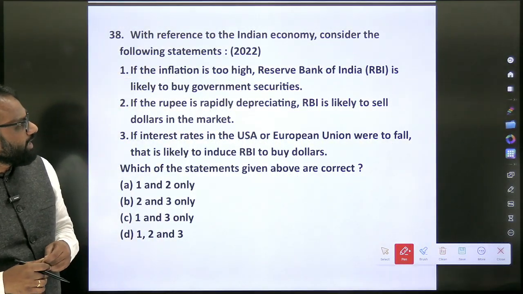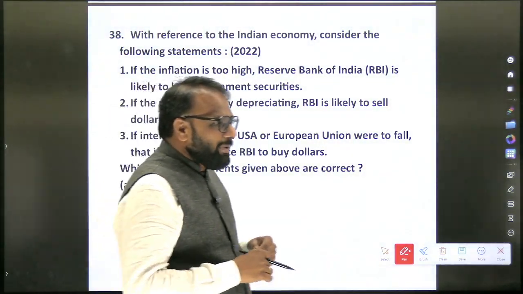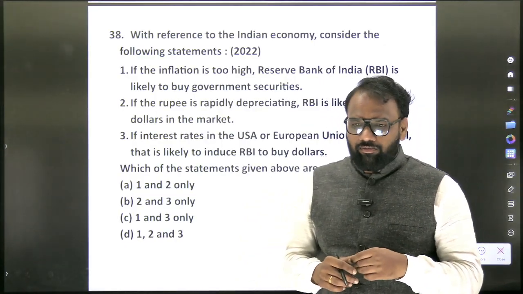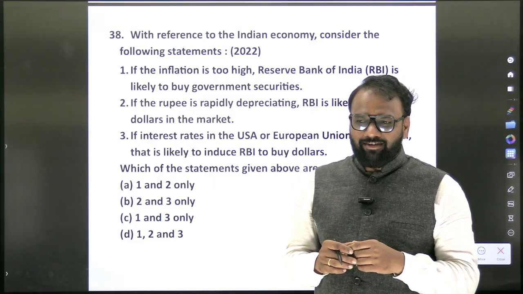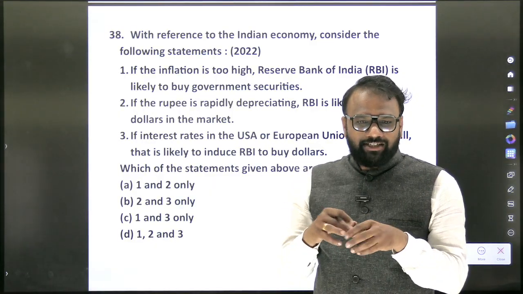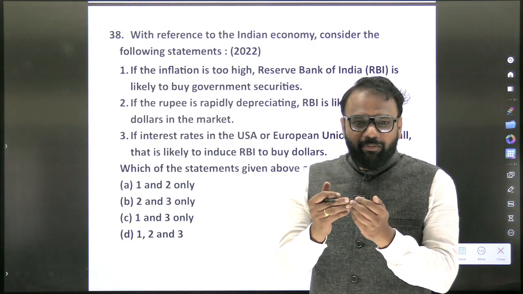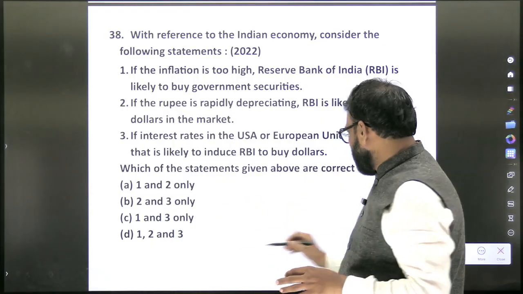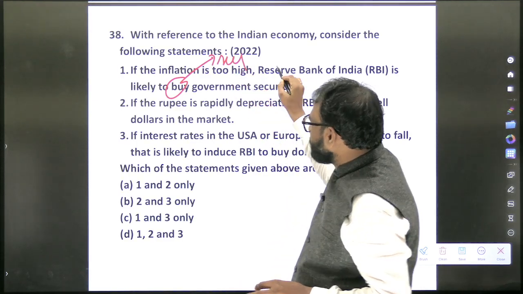With reference to the Indian economy, consider the following statements. If the inflation is too high, Reserve Bank of India is likely to buy government securities. No, it will sell government securities. Why will it sell? The money present in the banks, it will extract and absorb. Now less money will be left with the banks, so banks will be able to lend less. So indirectly it will help in controlling inflation. So it will not buy, but rather sell. So the first one is wrong.